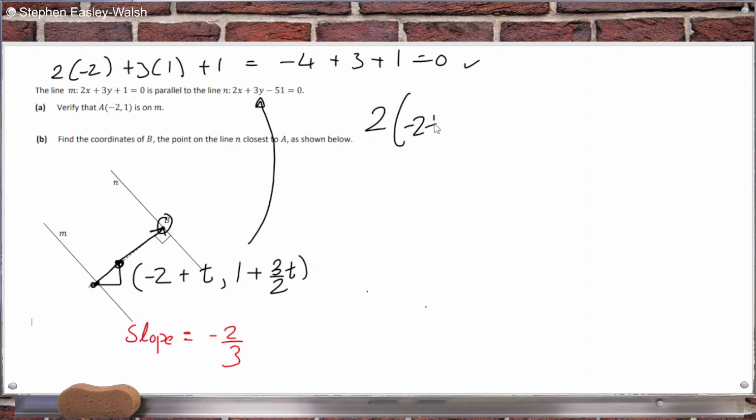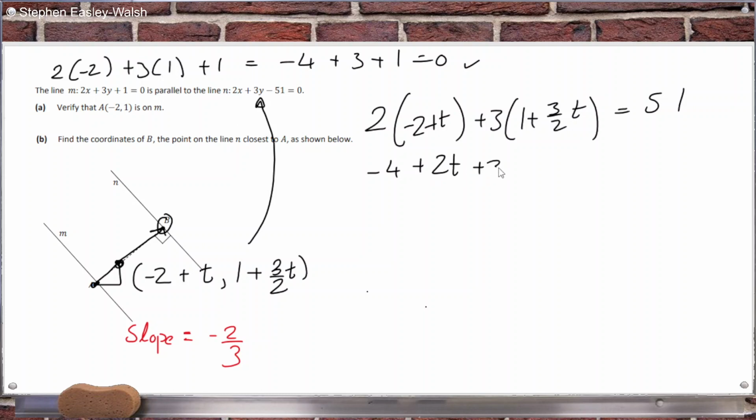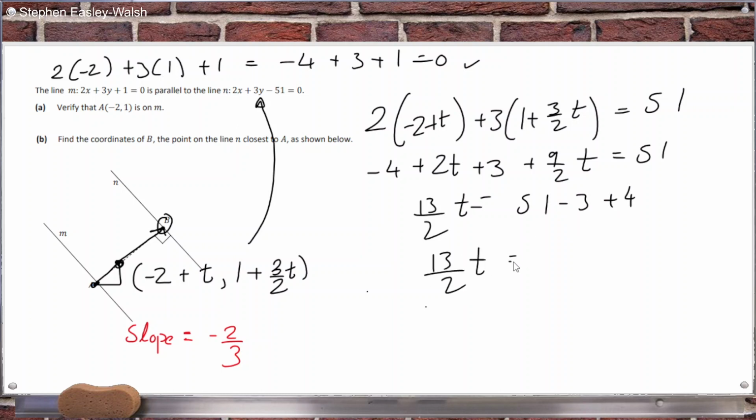2 times minus 2 plus t plus 3 times 1 plus 3 over 2 t equals 51. Minus 4 plus 2t plus 3 plus 9 over 2 t equals 51. 13 over 2 t equals 51 minus 3 plus 4. 13 over 2 t, what's that, 52, isn't it? 52, right?